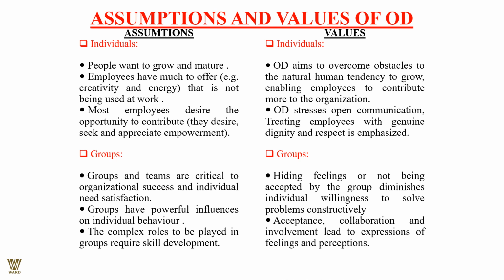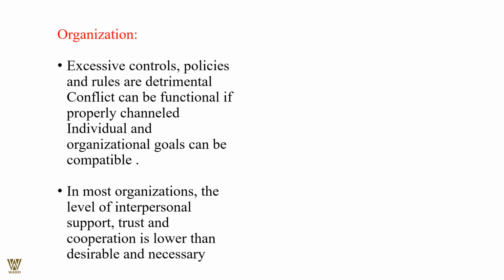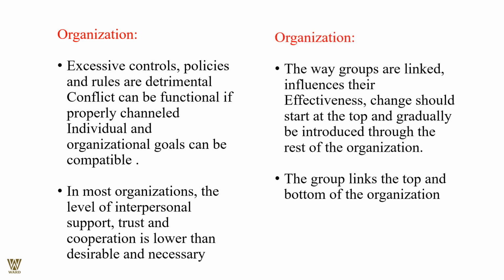So can we mitigate them? Acceptance, collaboration, and involvement lead to the expression of feelings. Excessive control policies and rules are detrimental. Conflict can be functional. If properly channeled, individual and organizational goals can be compatible. In most organizations, the level of interpersonal support, trust, and cooperation is lower than desirable and probably necessary. The way groups are linked influences their effectiveness. Change should start right at the top and gradually be introduced to the rest of the organization. The group links the top and the bottom of the organization, and that is what we are trying to figure out as far as organizational development is concerned.